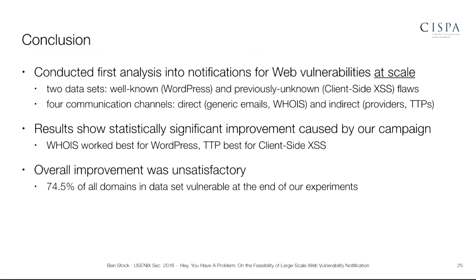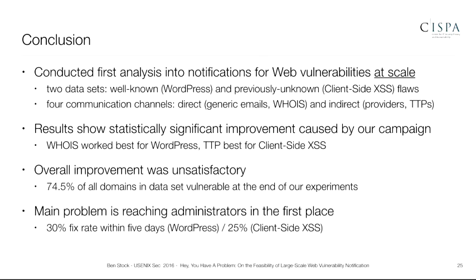By the end of our experiment, about 3/4 of all domains in our data set were still vulnerable, and they probably are even today. And when trying to identify what the main issues were, we found that really the biggest problem as such is reaching the administrators in the first place. While this 25 to 30% fix rate can be improved upon, it still is a good start once we reach them in the first place.